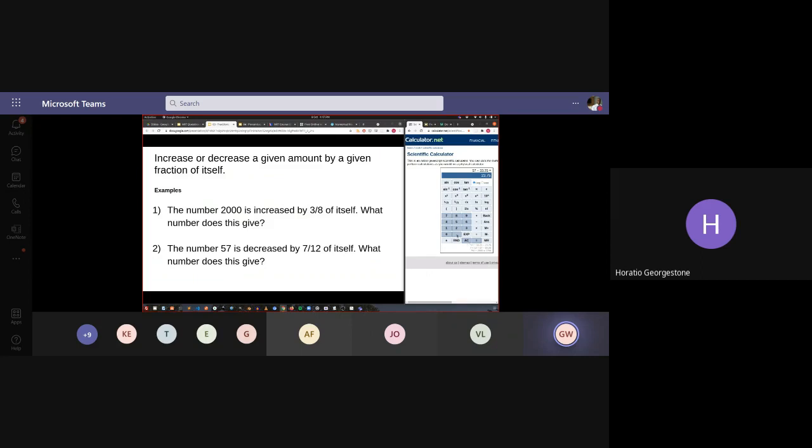which is correct. Now again, if you're confident with fractions, you might notice that what we're really looking for is 5/12 of 57. And we get the same answer.